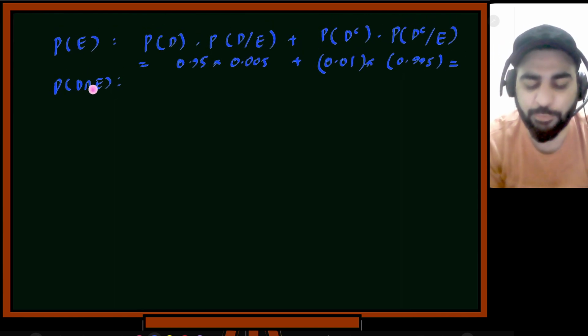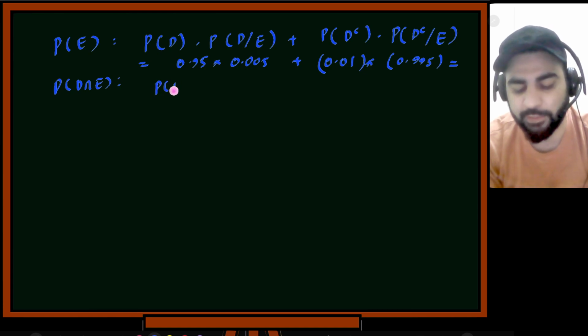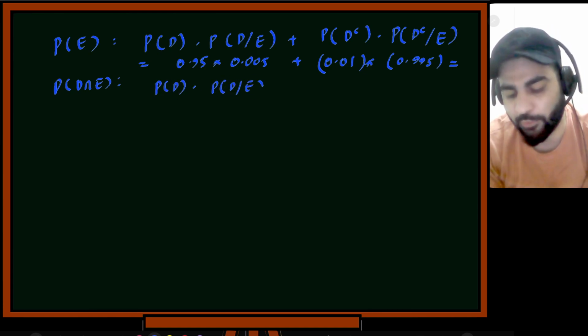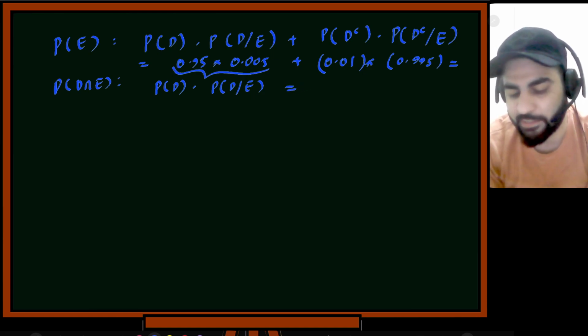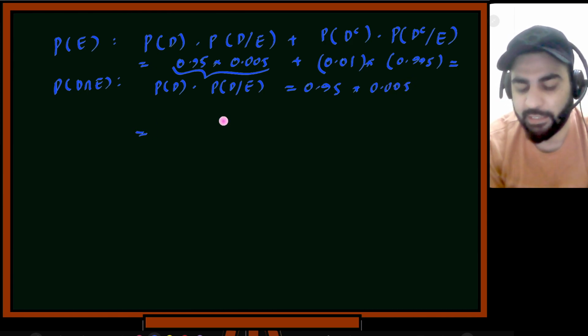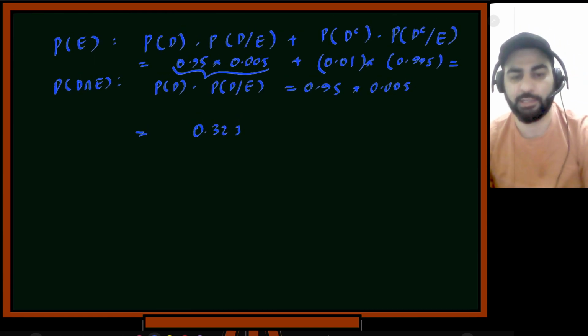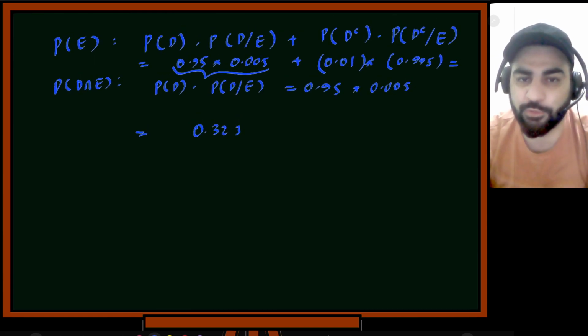Then what is the probability of D intersection E? This is the probability of D into the probability of D given E. We have already computed this much. This is 0.95 multiplied by 0.005. So on dividing both of these, it will be equal to 0.323. I hope that this question was clear to you. Okay.